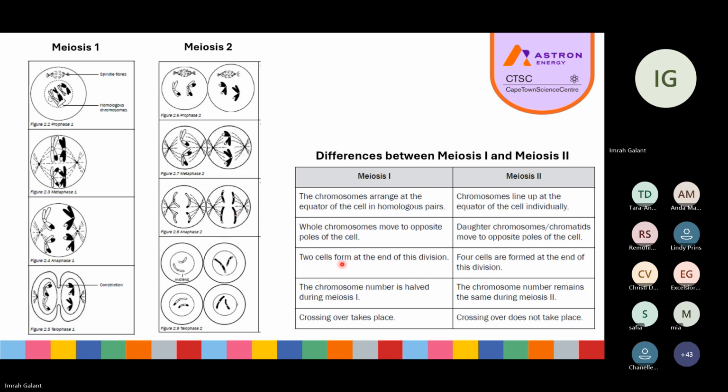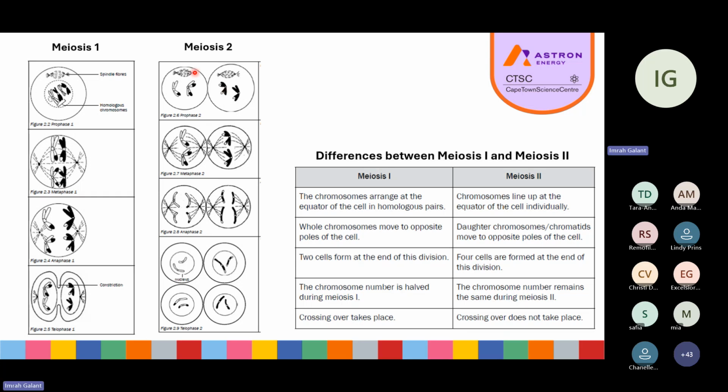Then, at the end of meiosis 1, you have 2 cells formed at the end of this division, as indicated in telophase 1 over here. And then at the end of telophase 2, you have 4 cells at the end of this division. Now, the chromosome number remains the same during meiosis 2, but in meiosis 1, the chromosome number is halved. Then in meiosis 1, crossing over takes place in prophase 1 over here, but in meiosis 2, no crossing over takes place.